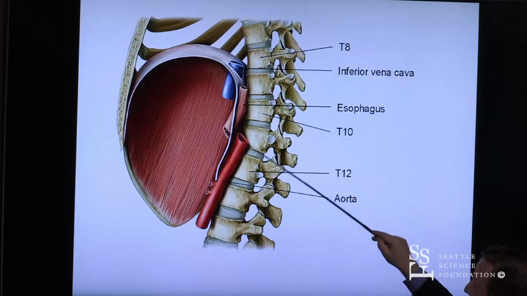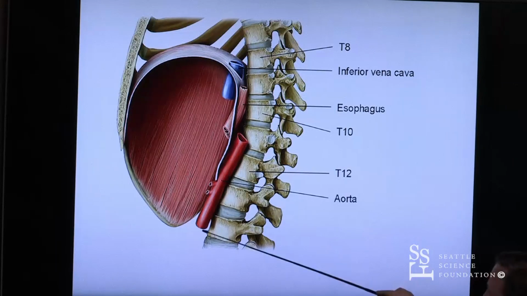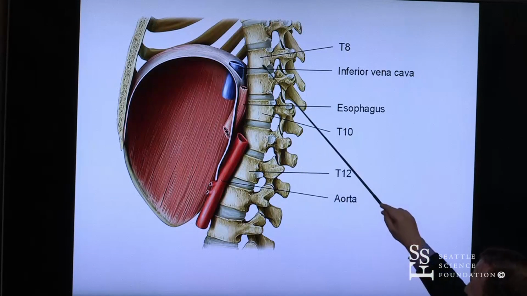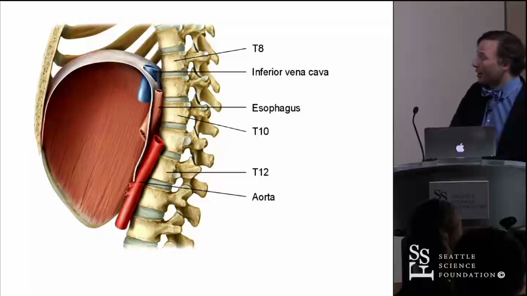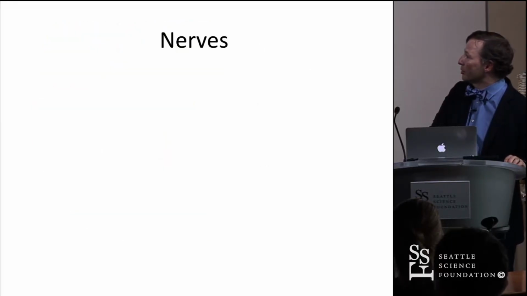The esophagus pierces at about T10, and then the aorta runs behind and out the diaphragm at T12. And those vessels and esophagus have an intimate contact with the anterior part of the vertebral column. Big osteophytes in the cervical spine in the front can interfere with swallowing, for example, by compressing on the esophagus.